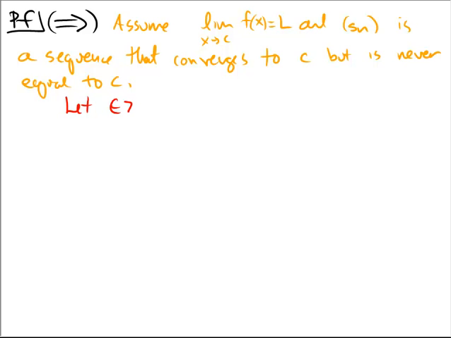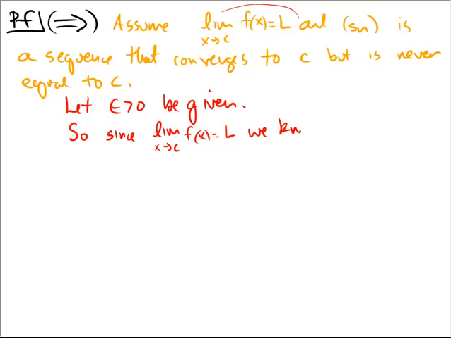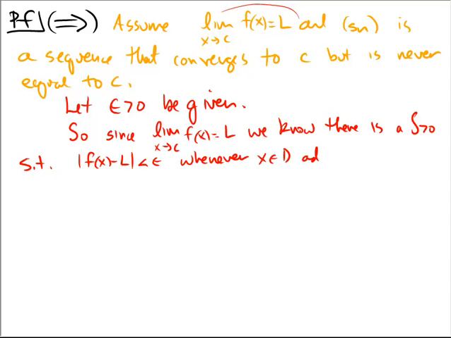Let epsilon greater than zero be given, just like always. Then what do we know? Well, we know that the limit of f of x is equal to L. So, since the limit as x approaches c of f of x is L, we know there is a delta greater than 0 such that |f(x) − L| is less than epsilon whenever x is in the domain, of course, and |x − c| is less than delta. That was the definition of convergence, or the definition of the limit existing.